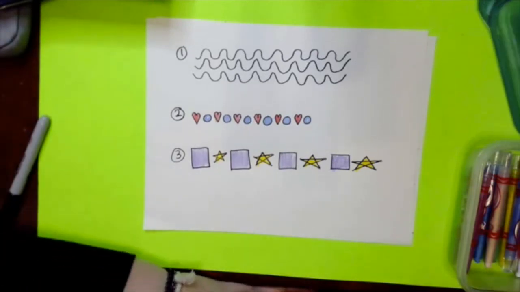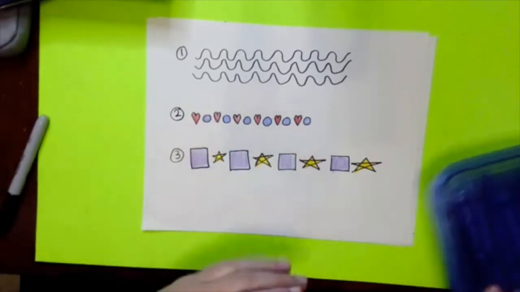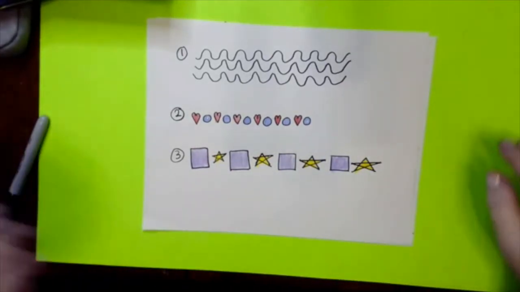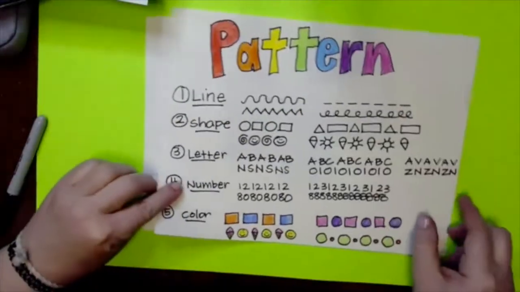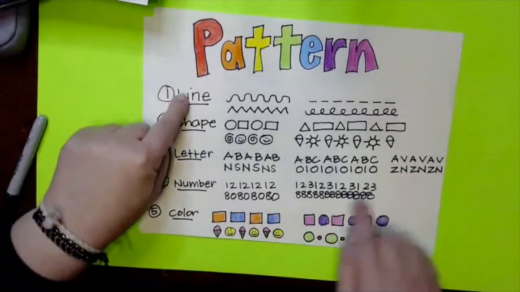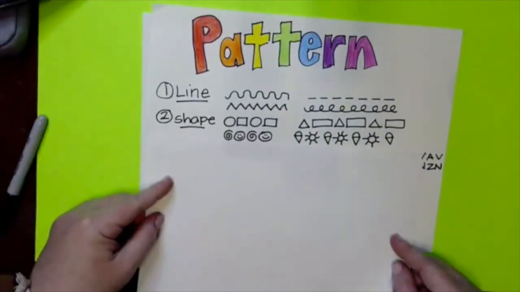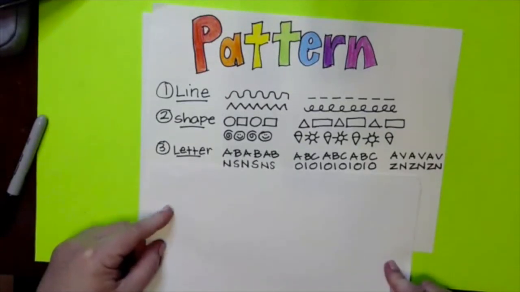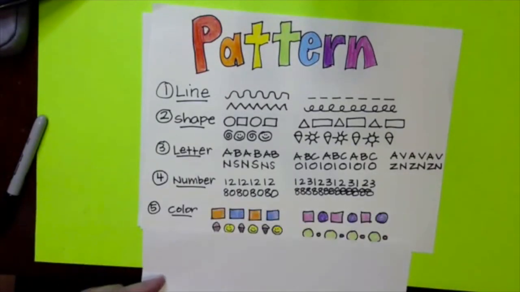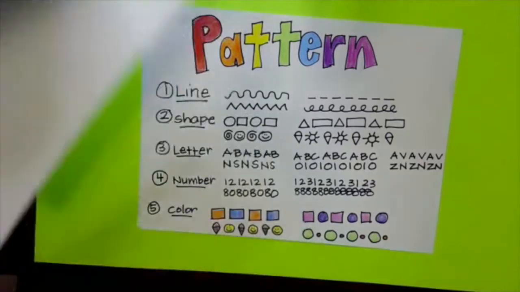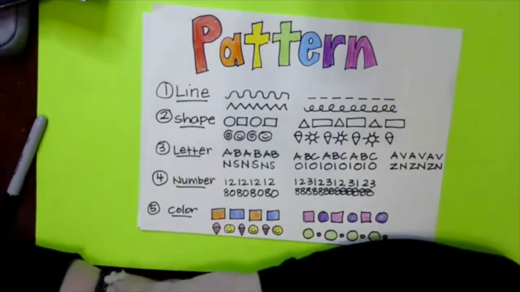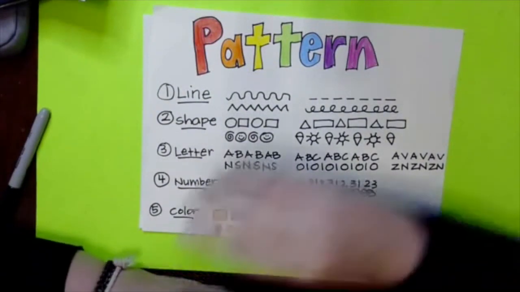All right, I will see you Wednesday, and have fun with these patterns, okay? Remember, 5 different types: a line pattern, shape pattern, letter pattern, number pattern, and color pattern. I want you to pick 3 to practice. 3 different kinds.